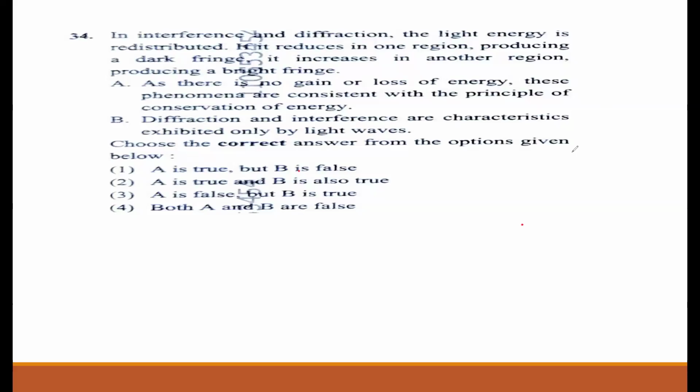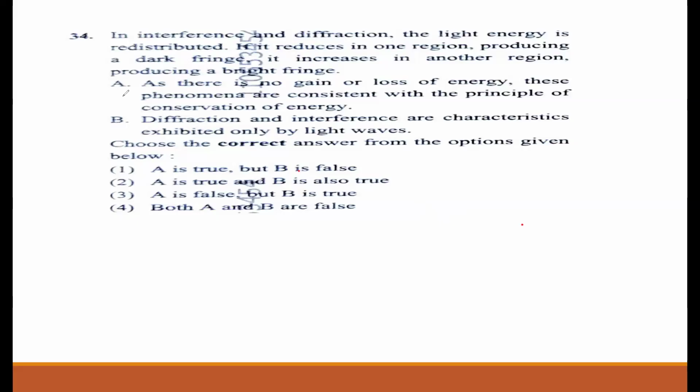Now, coming to question number 34. In interference and diffraction, the light energy gets redistributed, and if it reduces in one region, producing a dark fringe, it will increase and produce a bright fringe in the other region. That is the question. Now, based on the given information, we have to answer the two options, whether they are true or false. As there is no gain or loss of energy, the total phenomenon would be consistent with the principle of law of conservation of energy.